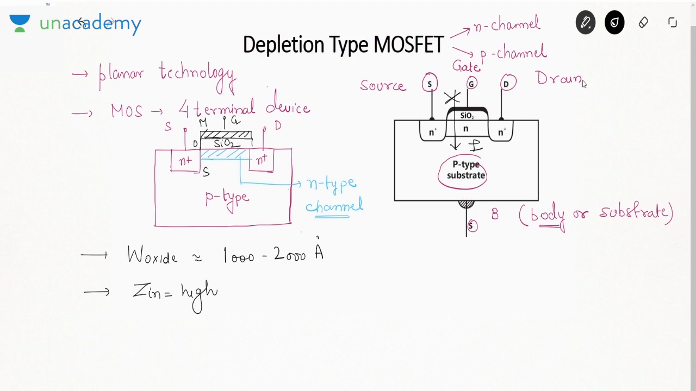Then it is a symmetrical device. What is meant by a symmetrical device? That is, source and drain can be interchanged. The drain terminal can be used as source and the source terminal can be used as drain terminal. A BJT is not a symmetrical device.